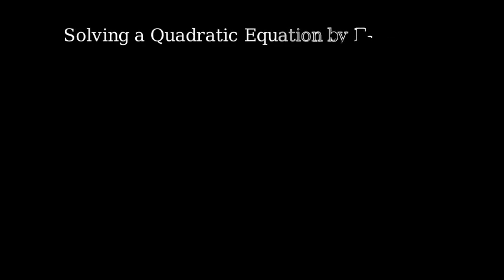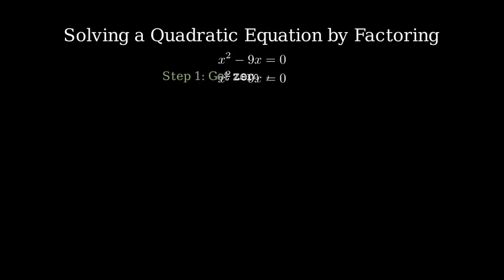Today we'll solve the quadratic equation x squared minus 9x equals 0 by factoring. Let's start by writing our equation. The first step in solving by factoring is to get all terms on one side of the equation with 0 on the other side. In this case, we already have 0 on the right side, so we're good to go.